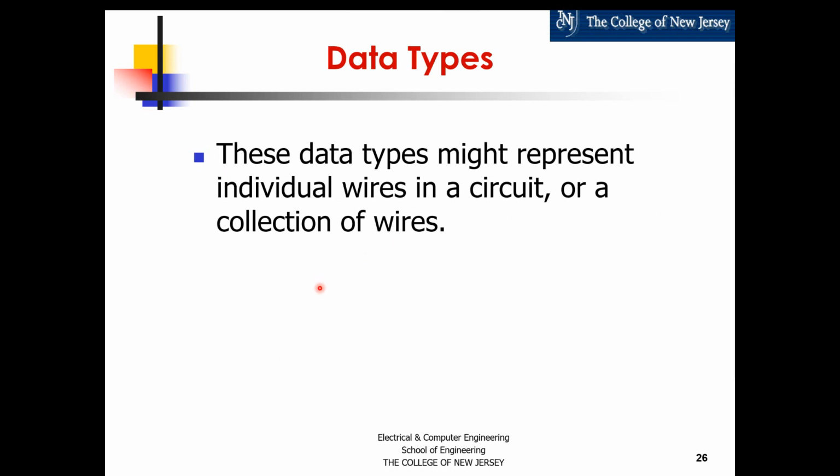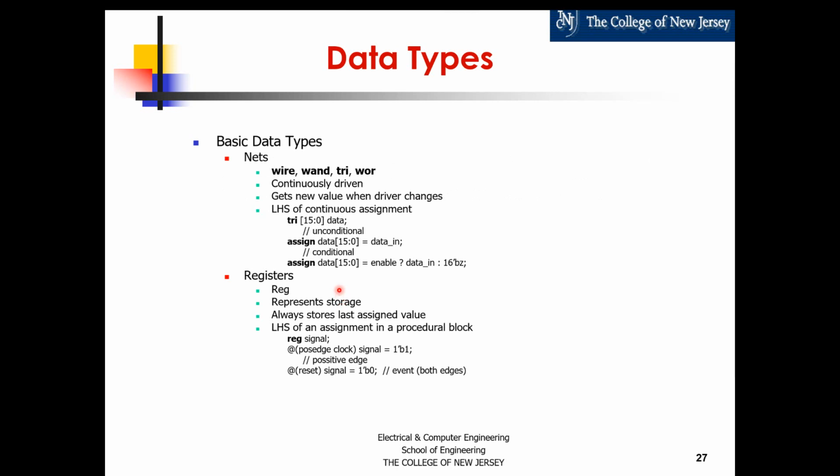So we also talk about buses. So we can have wires, or we can have a collection of wires, which we call buses. So let's look at data types again. Now, data types we're going to break into two groups: nets and registers. The main idea here is that nets are like real wires running in a circuit.